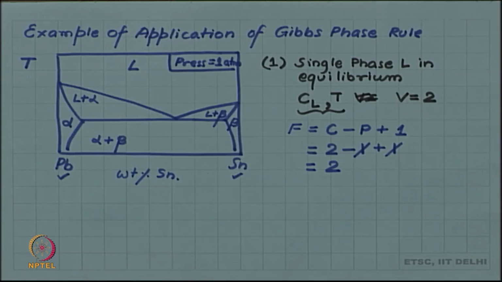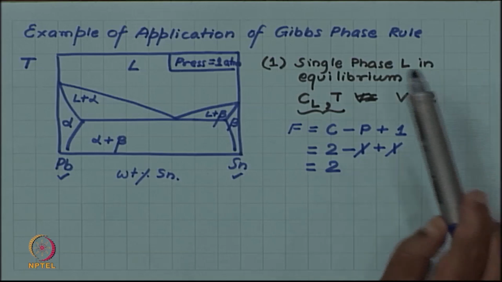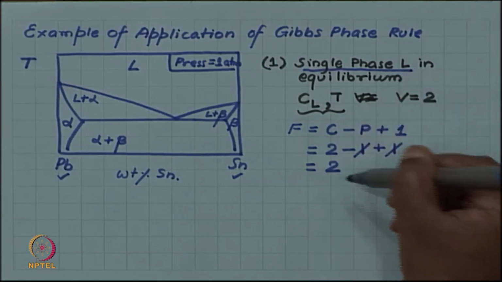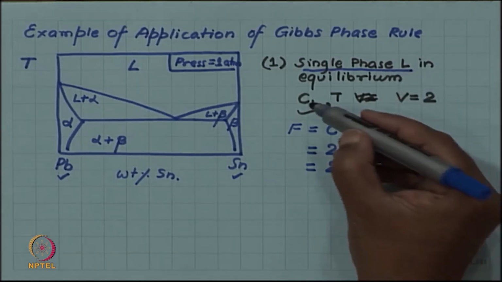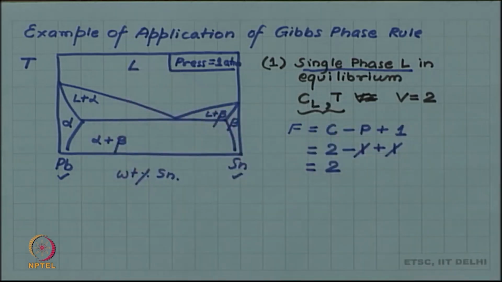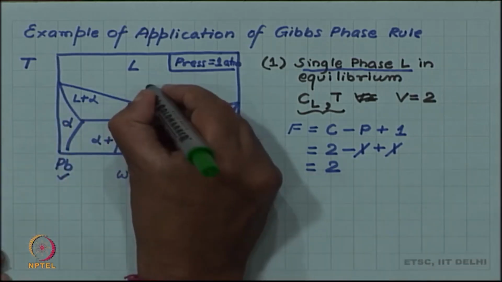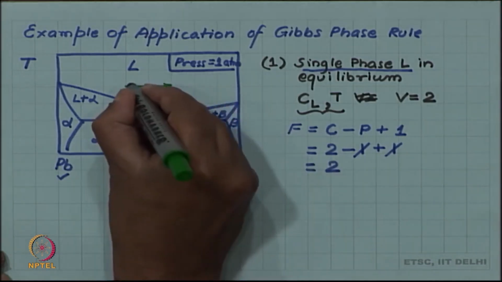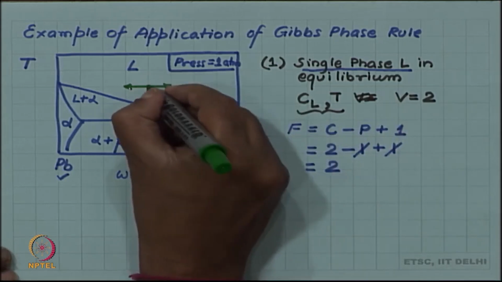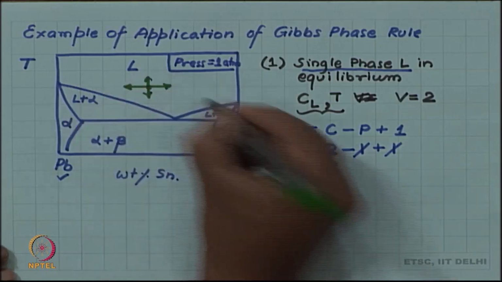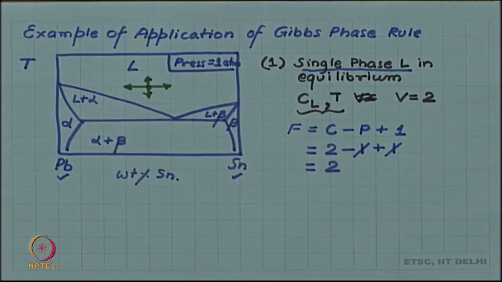So, what is it telling us? It is telling us that if I want to have a single phase liquid in equilibrium, I am free to specify both the liquid composition and the temperature. And you can see the single phase liquid here can be obtained. If I want a single phase liquid in equilibrium, I can vary the liquid composition and I can vary the temperature, and I can still have liquid in equilibrium.